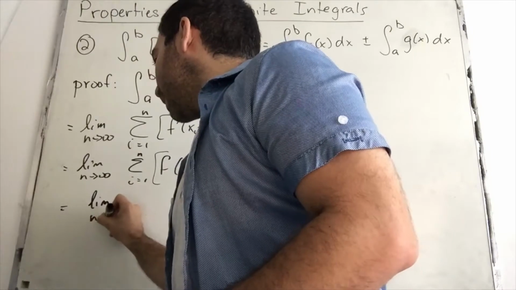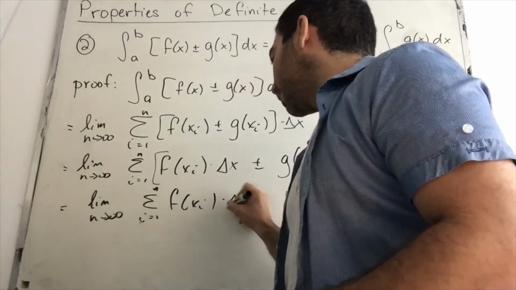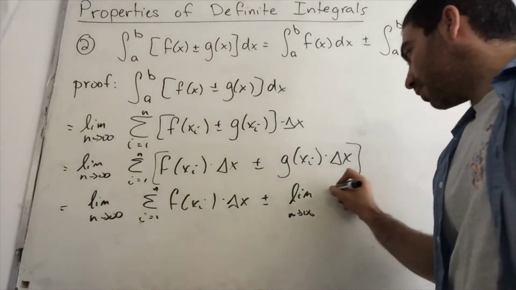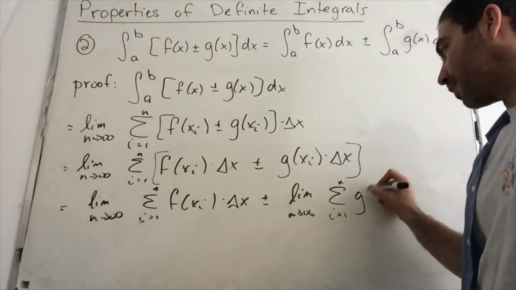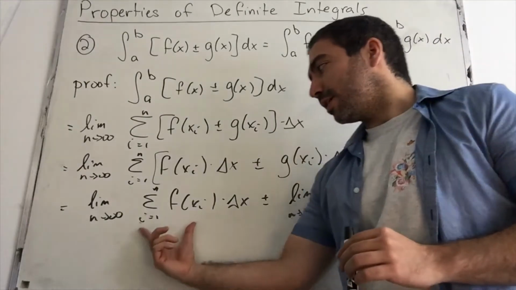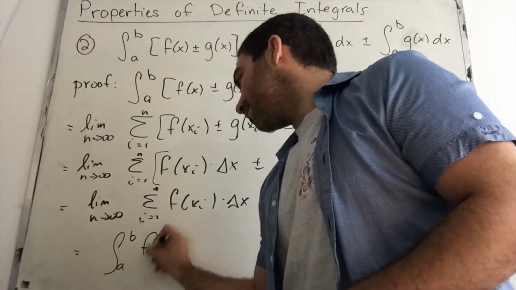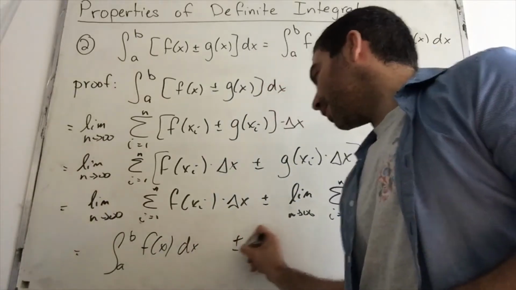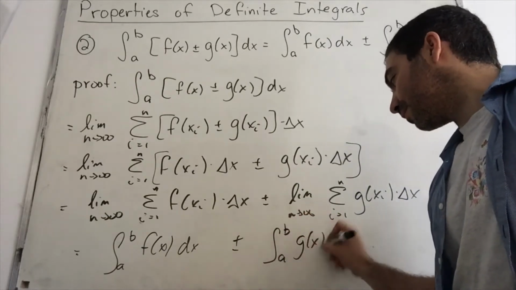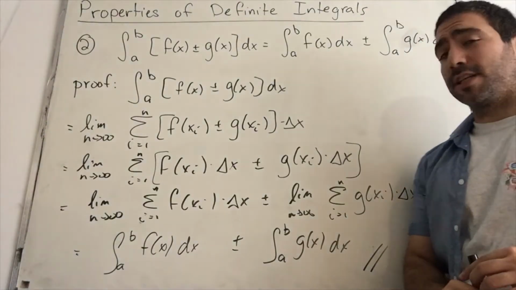So we have the limit as n goes to infinity of the summation i equals 1 to n of f of xi times delta x, plus or minus the limit as n goes to infinity of the summation from 1 to n of g of xi times delta x. And by definition, this is the integral of f from a to b dx, plus or minus the integral of g from a to b. And we're done. This is what we wanted to show. Okay, so let's look at the next property.